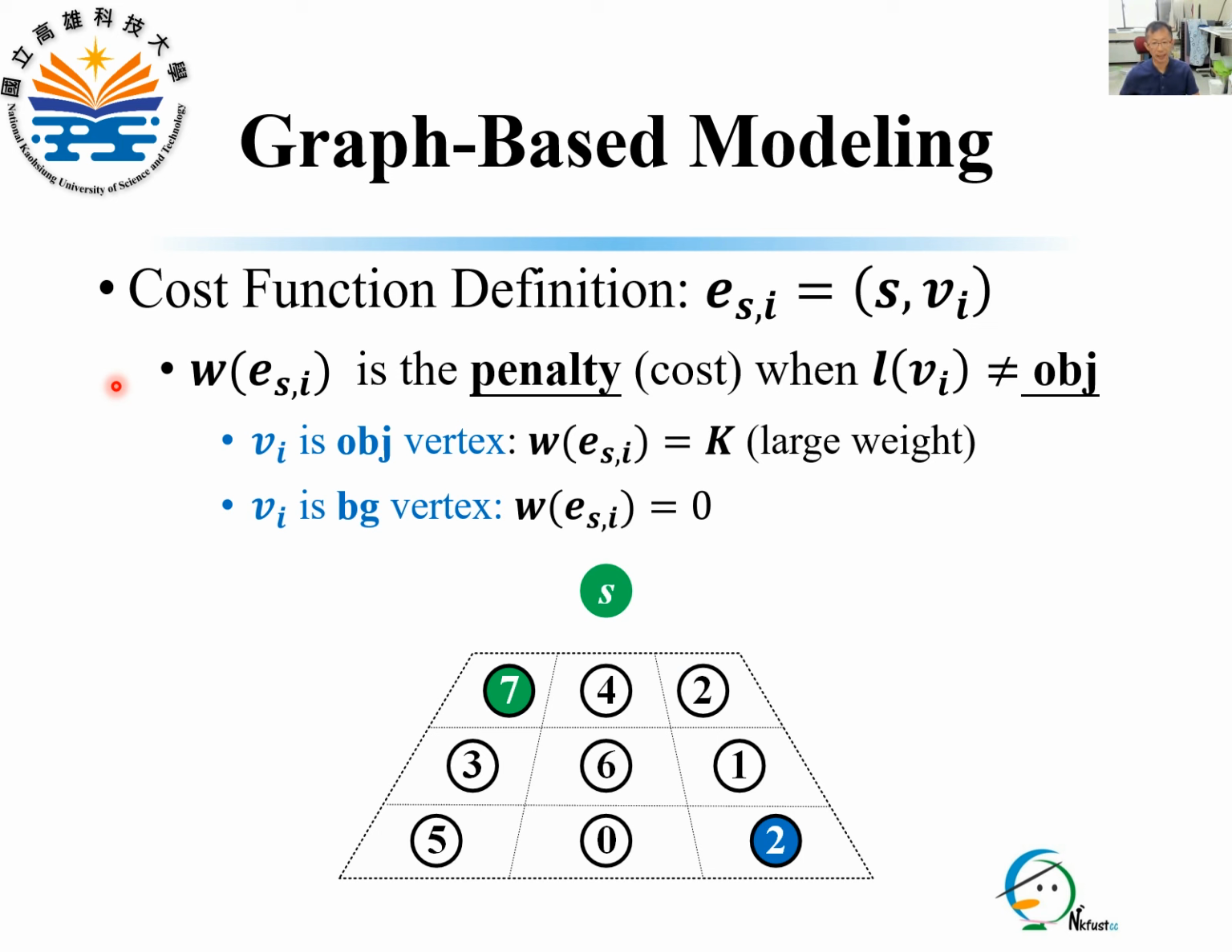The weight assigned to the source terminal edge E sub Si is the penalty when the label of the vertex Vi is not object. Therefore, the edge connecting the source to the object vertices given by the user is assigned a large penalty K if its label is incorrectly set as background, violating the user setting. Conversely, the edge connecting the source and the background vertices has 0 penalty.